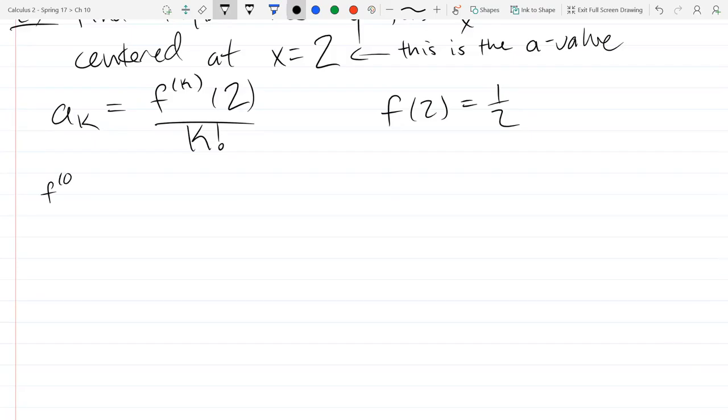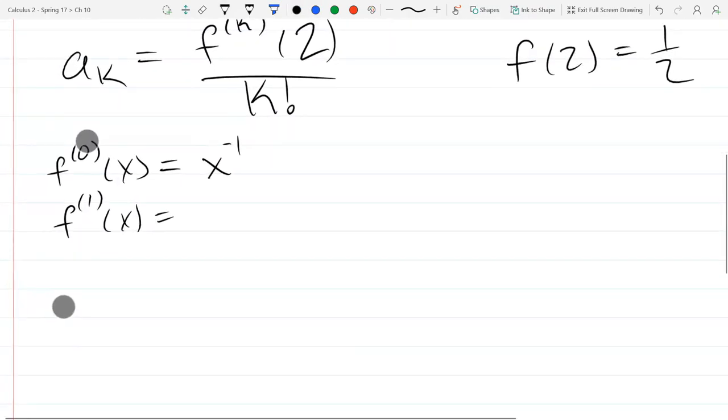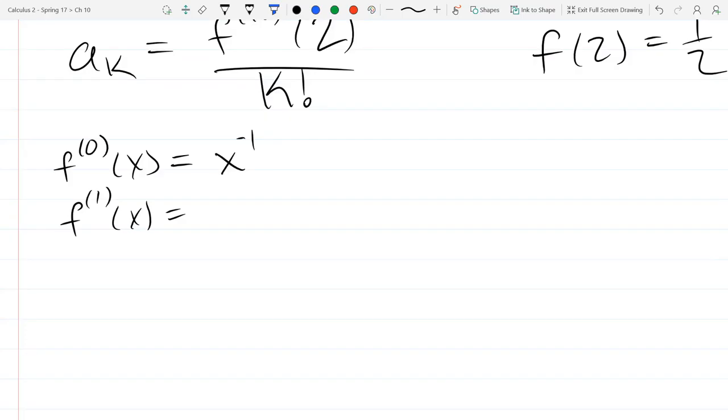So the 0 derivative, which is don't take any derivatives, that's just x to the negative first. The first derivative, I don't think I've used this parenthesized notation recently. I'm using this because once you go past 3 or 4 derivatives, writing prime, prime, prime gets really silly. So we're going to use this notation for the derivative. First derivative, -1 x to the -2 power.